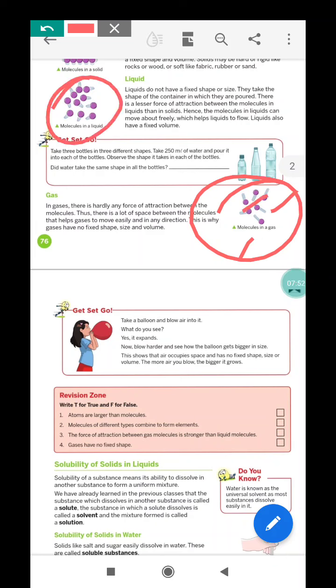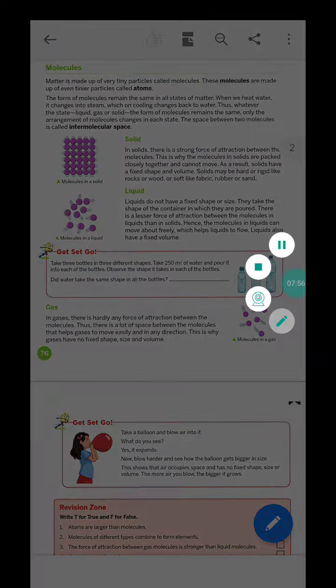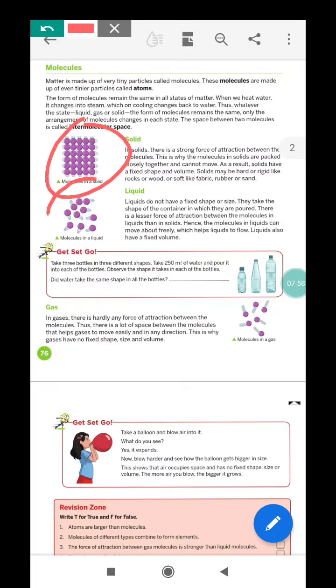But in the case of liquids, they get less space. And in the case of solids, they don't get any space to move. In liquids, the force of attraction is weaker, so they can move about freely. That is why gases don't have any fixed shape, fixed volume or fixed size. They can move freely where they want.